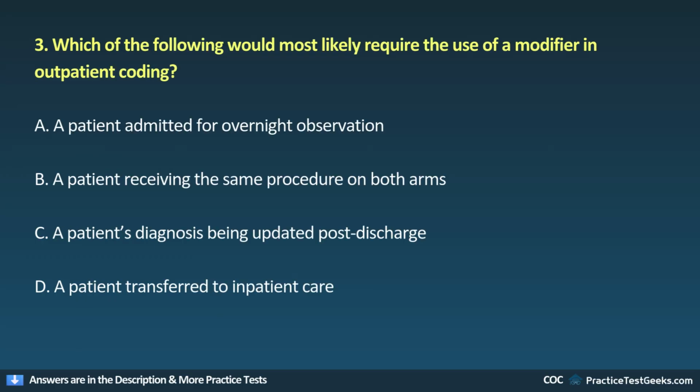3. Which of the following would most likely require the use of a modifier in outpatient coding? A. A patient admitted for overnight observation. B. A patient receiving the same procedure on both arms. C. A patient's diagnosis being updated post-discharge. D. A patient transferred to inpatient care.